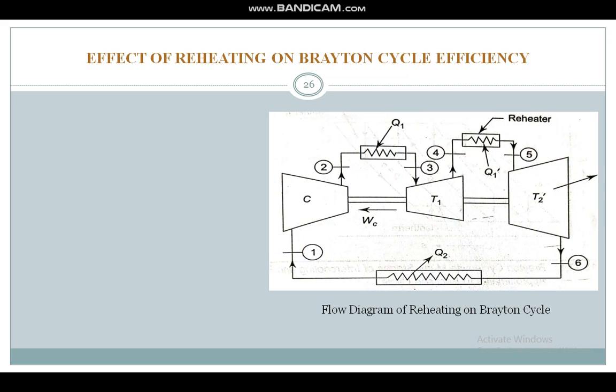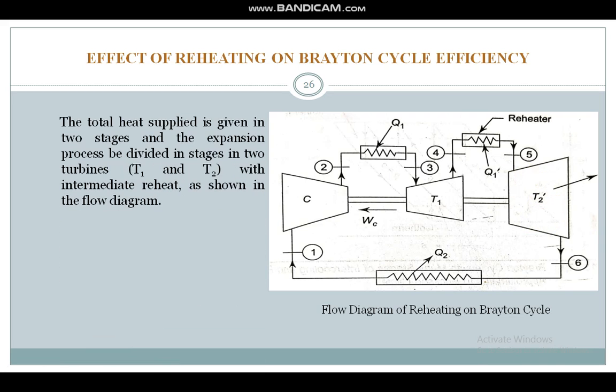So this is the cycle. Here this is a single stage compression. One compressor is used and a reheat is adopted over here. That is, in the first stage turbine, after the expansion, heat is added and temperature is raised, and then the working fluid is fed to the second turbine. This is the flow diagram, and the total heat supplied is given in two stages, and the expansion process is divided into two turbines T1 and T2 with intermediate reheat as shown in the flow diagram.